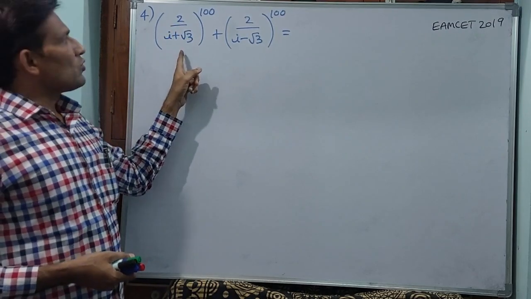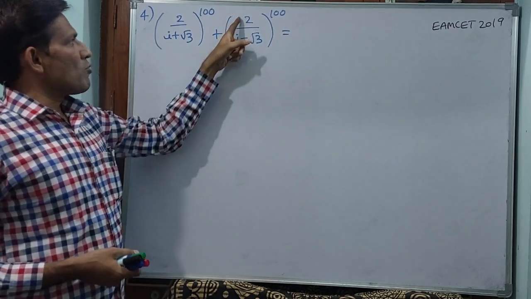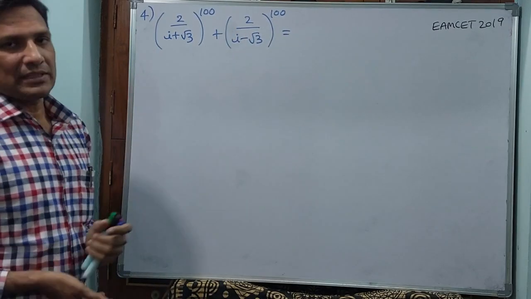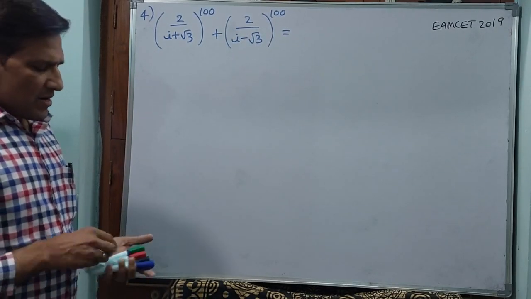(2/(i+√3))^100 + (2/(i−√3))^100 is equal to how much, they are asking. This question was asked in EAMCET 2019. Let us see.